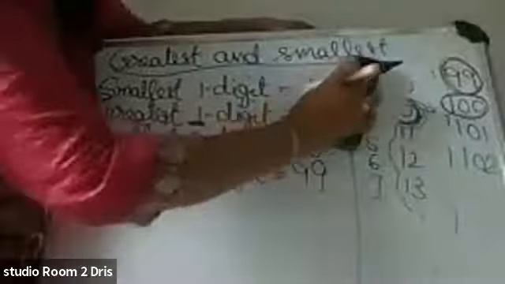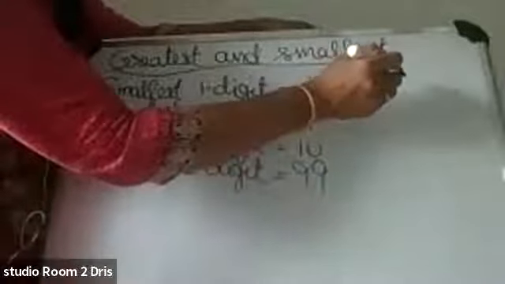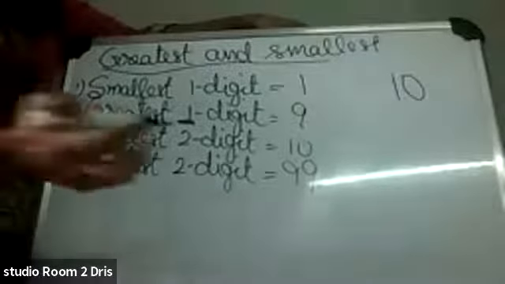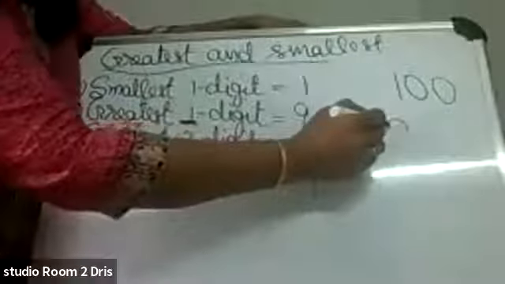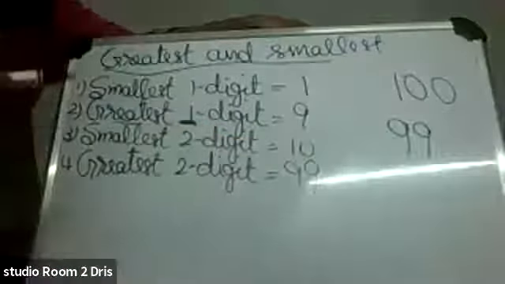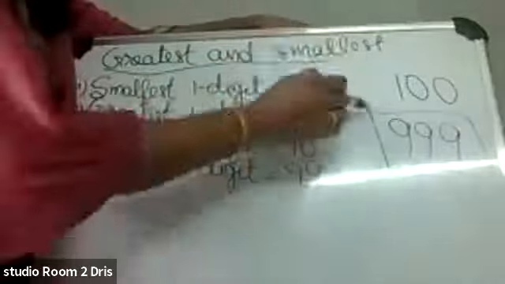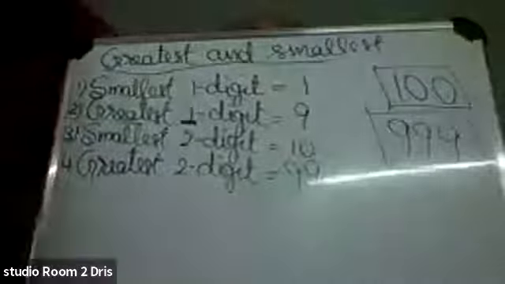So just what you have to learn now is, no need of writing all these numbers and no need of learning all those things. You have to just remember that the smallest one digit number is 1. The smallest two digit number, you have to just include 0, 10. Now the smallest three digit number, you have to include one more zero. Greatest one digit number is 9. Greatest two digit number, one more 9, 99. Greatest three digit number will be one more 9. Just increase the 9s for the greatest numbers and just increase the zeros in the smallest number. Got it?